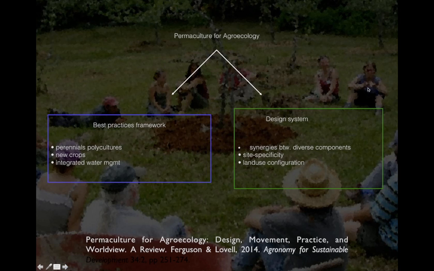Okay. Let's see. Well, the formatting of this is a little bit different, pardon me, from what I was expecting.